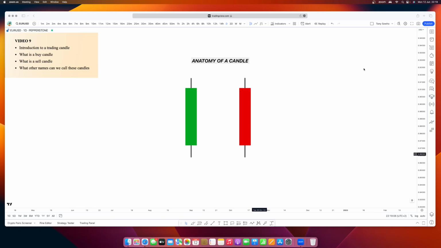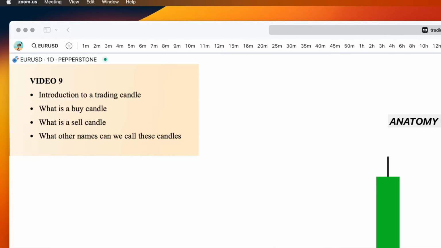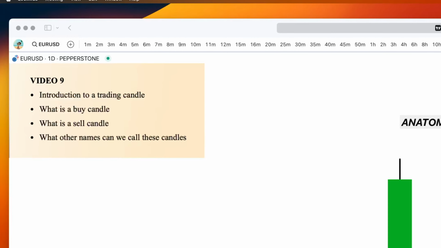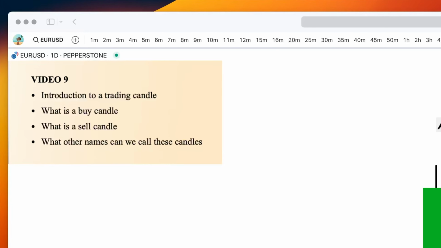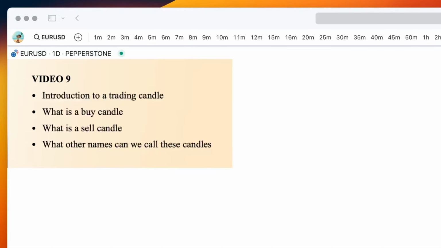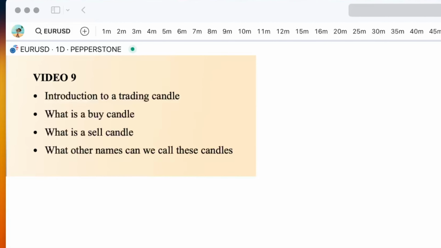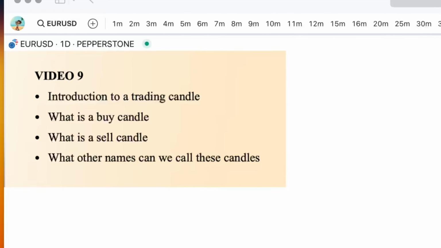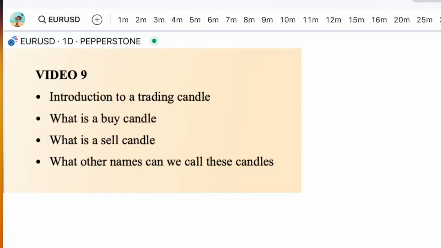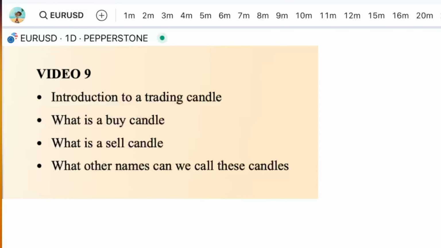As you can see to the upper left of my screen, today we are going to be talking about introduction to the trading candle. What is a buy candle? What is a sell candle? What other names can we call these candles?